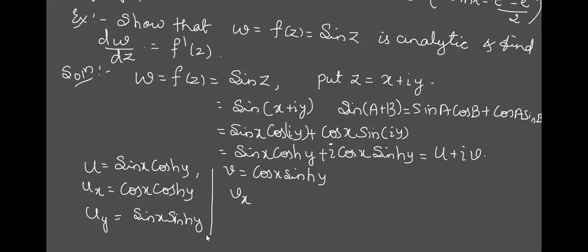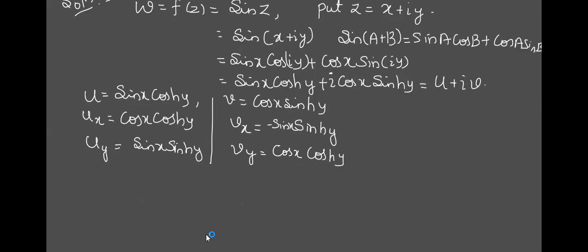Now when I am doing with respect to x, what is constant? Sin hyperbolic y. Obviously the second term is constant. So now the derivative of cos x is minus sin x. Done. Similarly, v with respect to y: what is constant? Cos x is constant. The derivative of sin hyperbolic y is cos hyperbolic y. Now what has to be done?